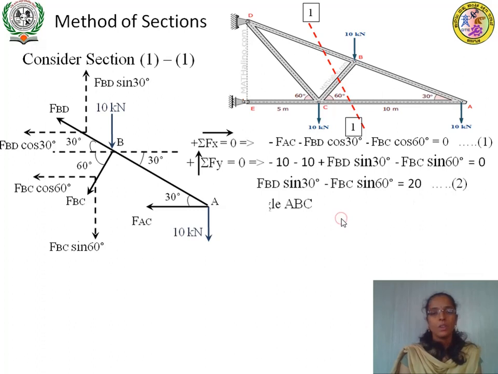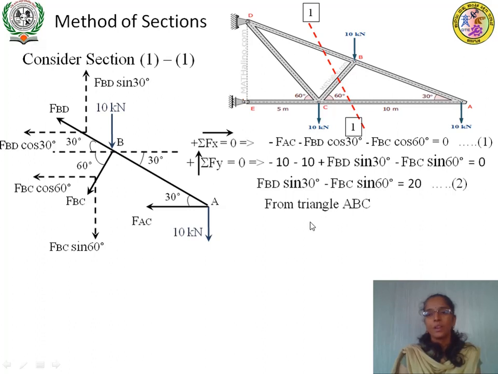Now, to apply sigma M, we have to apply it at joint B, so that we can eliminate BD and BC and find force in member AC. To apply moment at B, we have to find this perpendicular distance, as well as the perpendicular distance to this 10 kilonewton. Therefore, to find those perpendicular distances, we will apply trigonometrical principles from this triangle ABC.